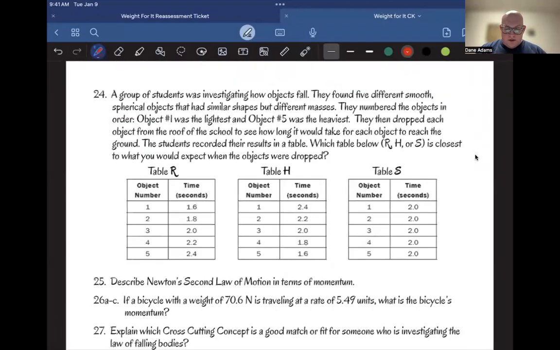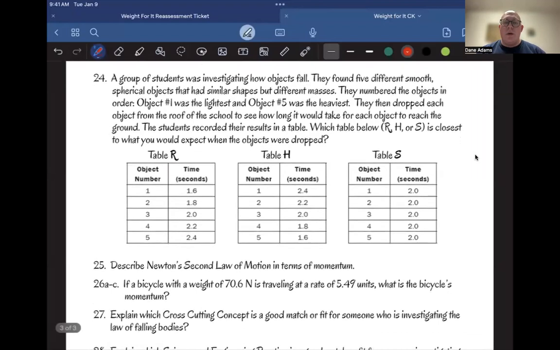Number 24, we've got some students investigating how objects fall, and they found some smooth spherical objects that had similar shapes, but different masses. They numbered them, 1 being the lightest, 5 the heaviest. They dropped them from the roof of the school to see how long it would take for them to reach the ground. The students recorded the results in a table. What do you expect here to be the closest to reality, right? What you would expect.